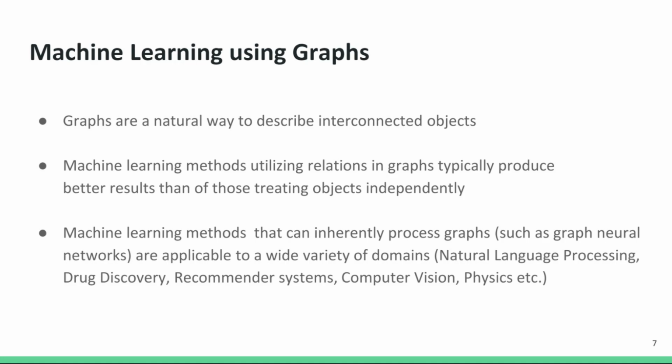When it comes to machine learning tasks, methods that can make use of graph data structures are very important. This is simply because utilizing relations between objects that we want to model typically produces better results than treating objects independently. Machine learning methods such as graph neural networks that can inherently process graphs can be used in a wide variety of domains. Wherever graphs show up, such as natural language processing, recommender systems, physical sciences, and so on.